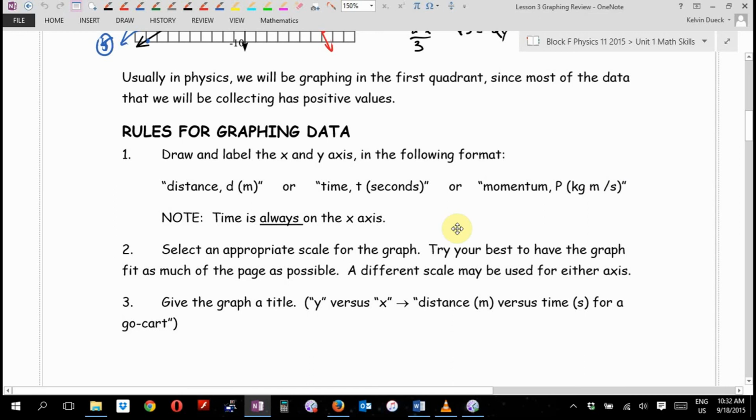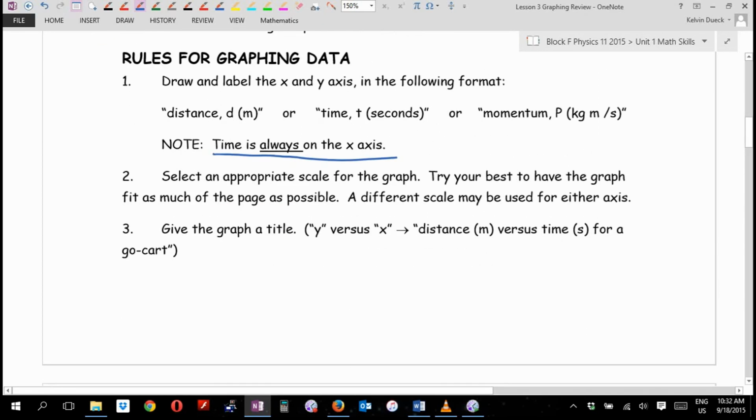Little note, if we're graphing time, it's always on the x-axis, unless I specifically say different. There is one or two situations, Courtney, where it's going to be more convenient to put time on the y-axis, but 99% of the time it's on the x-axis.